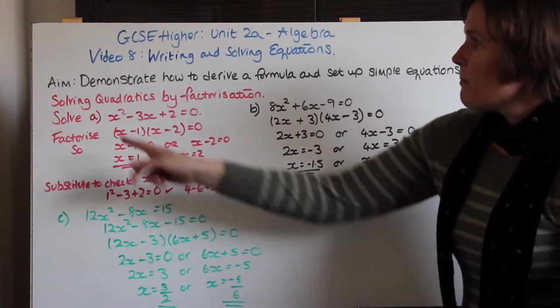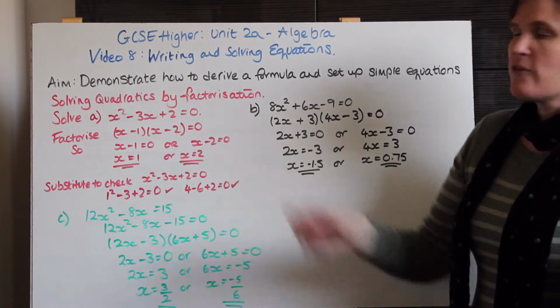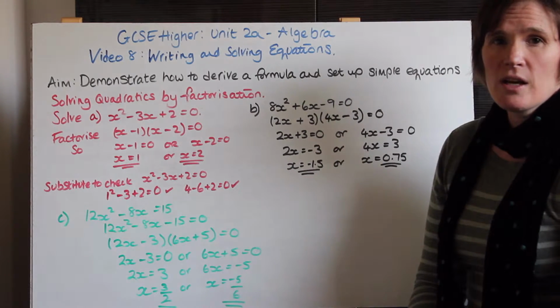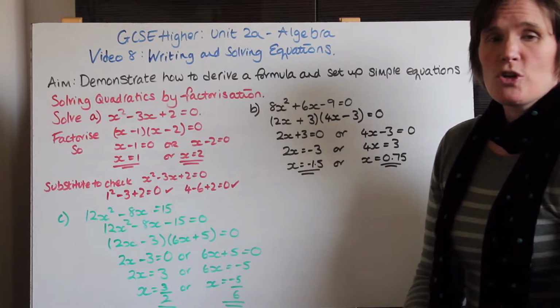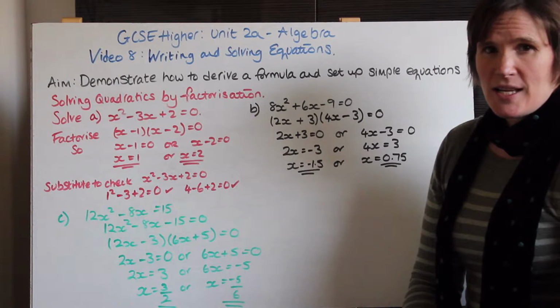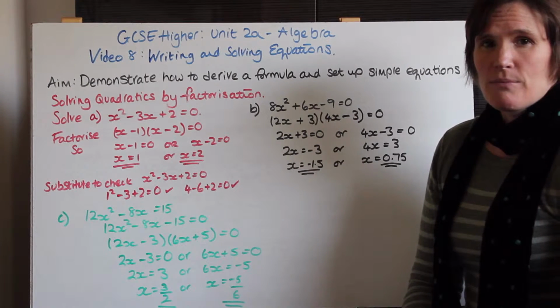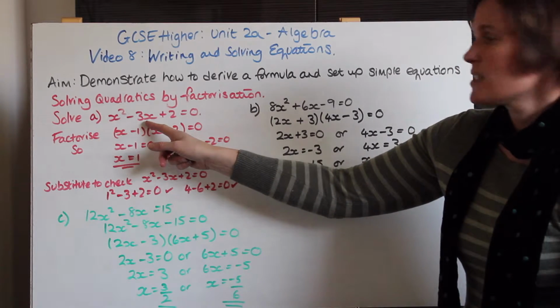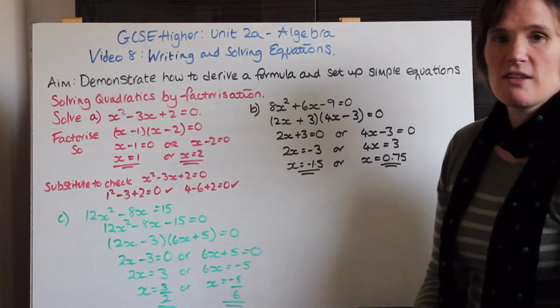I'm going to start by solving quadratics by factorization. Now, we've spoken about factorization in another video. If you're a bit dodgy on it, you can go back and watch the video again, make sure you really fully understand how to factorize. So here we've got x squared minus 3x plus 2 equals 0.